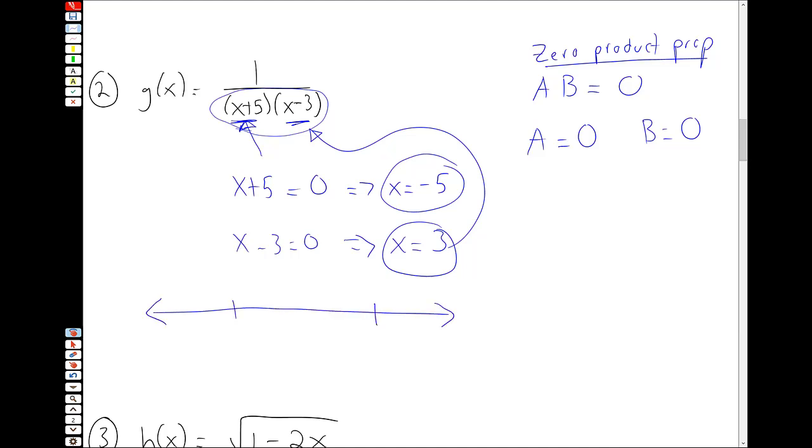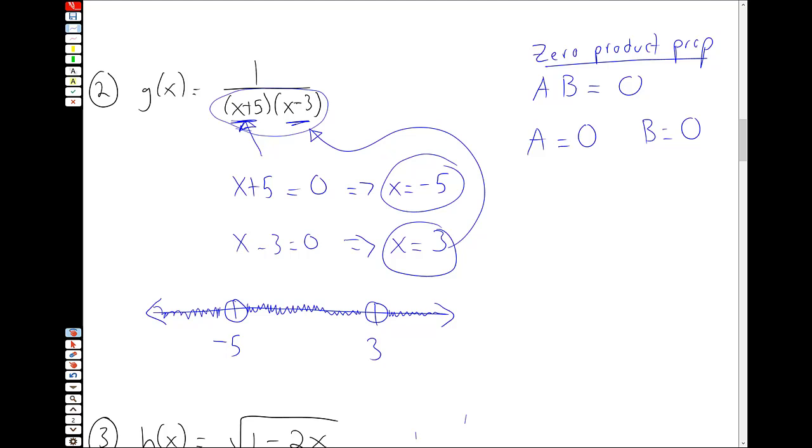Okay, I'm going to draw a number line so we can visualize this. So here's minus 5 and 3, and we're going to get rid of these. The way I'm going to denote getting rid of them is to put holes here. But everything else is fine, since we wouldn't be dividing by 0, and we're not plugging negatives into square roots because this function has no square roots. So our domain would be everything but negative 5 and 3.